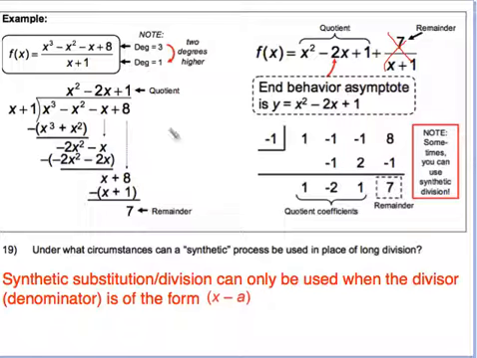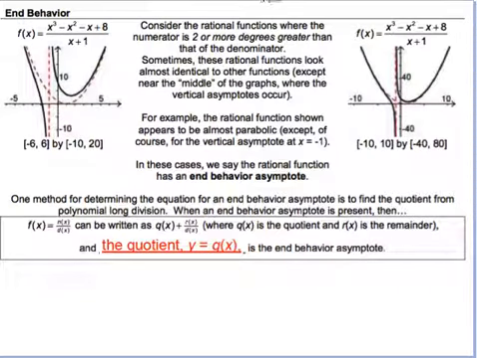Now you'll notice one thing. If your denominator is a linear equation, so your degree is 1 in your denominator, then you can use synthetic division when you're trying to find your diagonal or slant asymptote. Just be careful. The biggest difference between having an oblique asymptote and an end behavior asymptote is with, let's go back one, actually two.